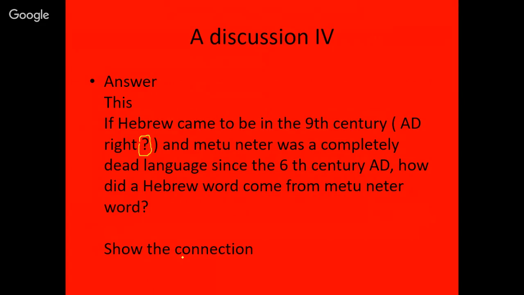Because I knew that the person was trying to say the 9th century BCE. I knew that. You understand? That's why I put it AD question mark. Now, Metuneta, the ancient language of the Egyptians, was a completely dead language since the 6th century AD. How did a Hebrew word come from a Metuneta word?